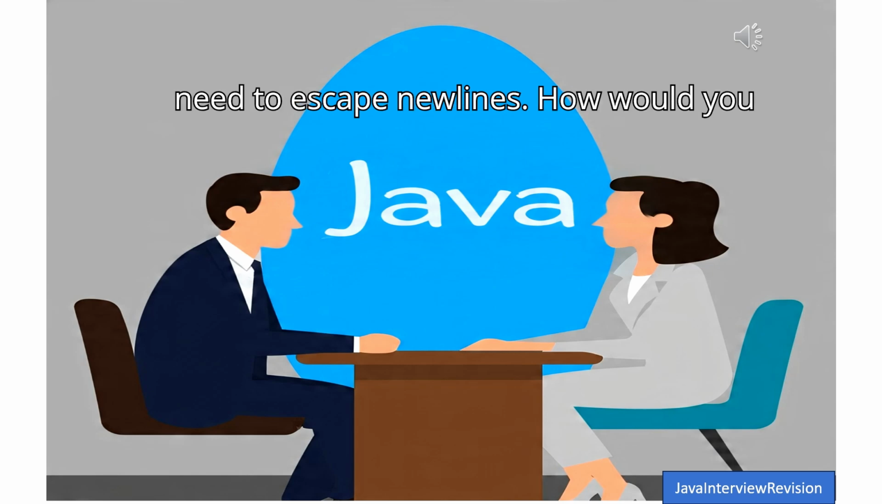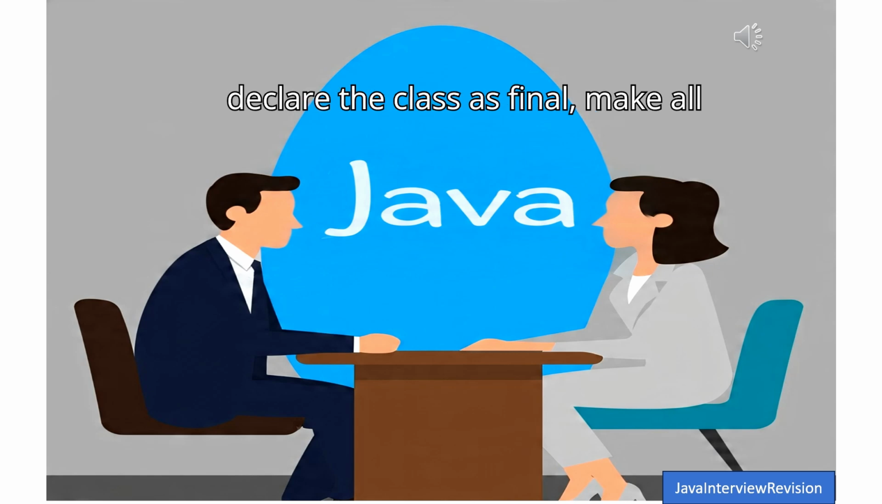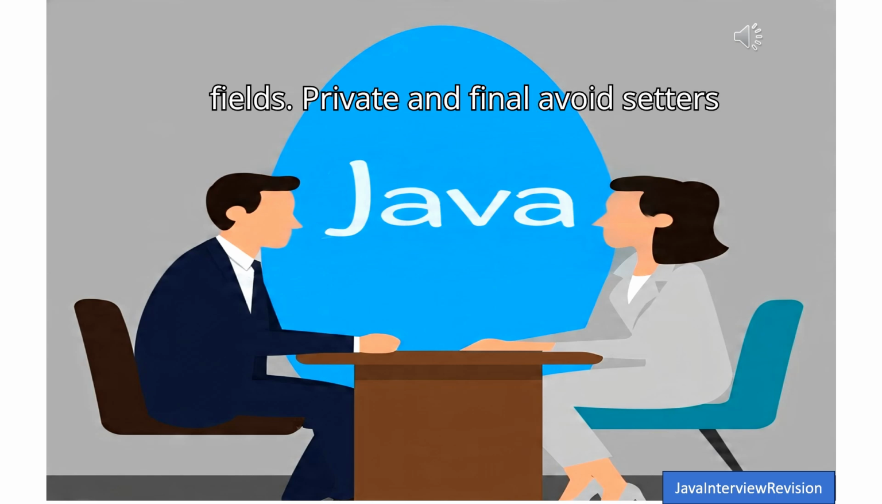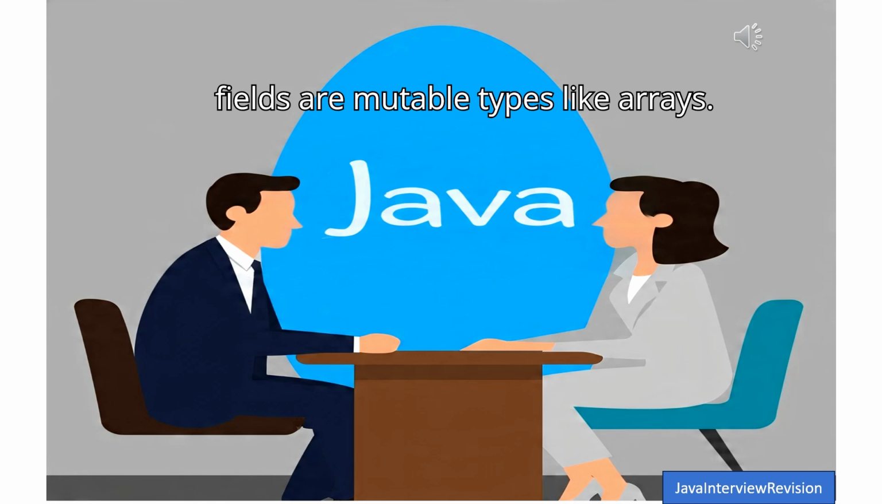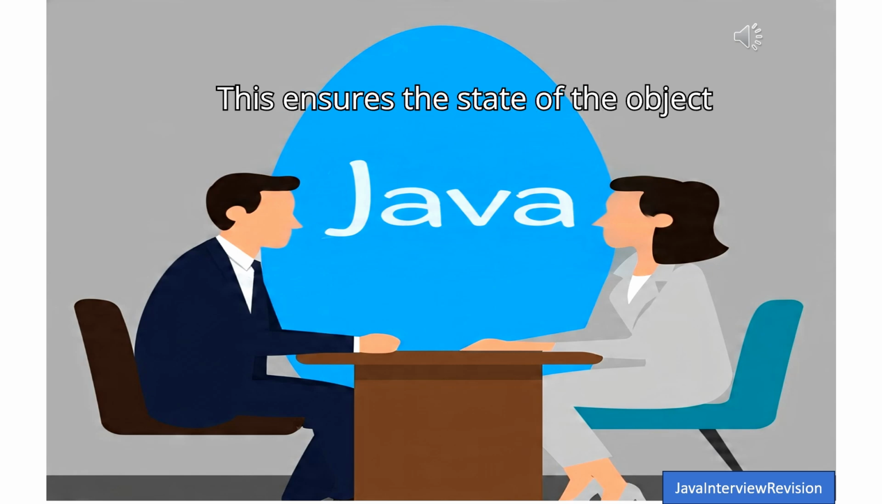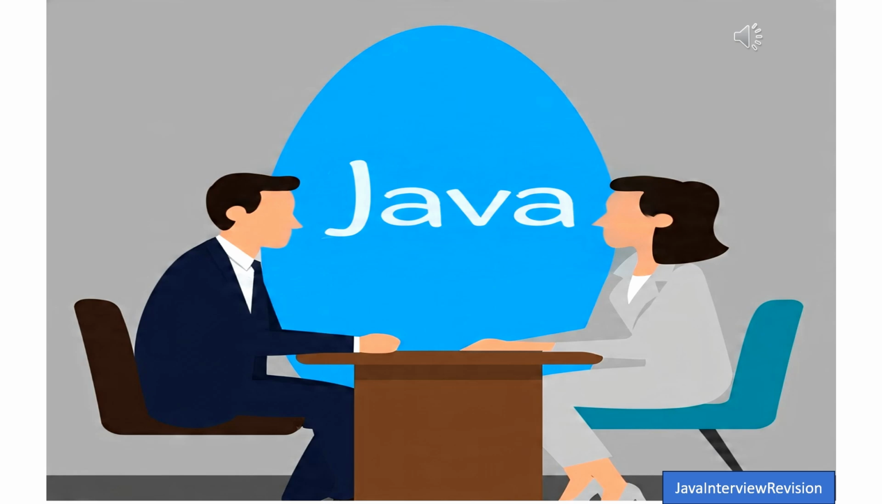lines. How would you create an immutable class like String? I declare the class as final, make all fields private and final, avoid setters, and return copies from getters if the fields are mutable types like arrays. This ensures the state of the object cannot be changed after creation.